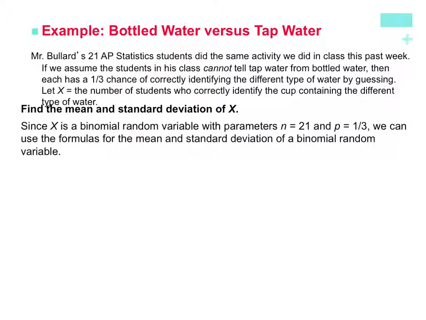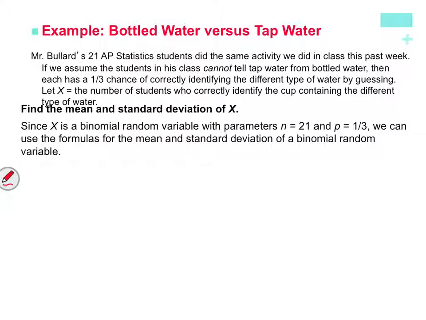Before we do that, though, let's first explain why we know that x is a binomial random variable. We can go through our BINS, right? It's binary because on each trial you can have a success, which is the correct identification, and a failure, which would be the incorrect identification. It's independent because one student's result would show nothing about what another student is going to guess.